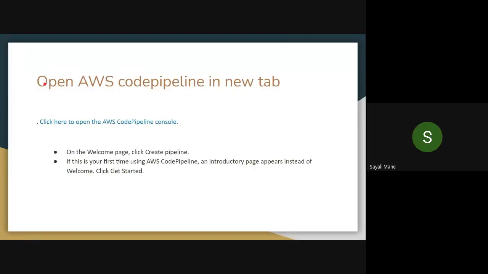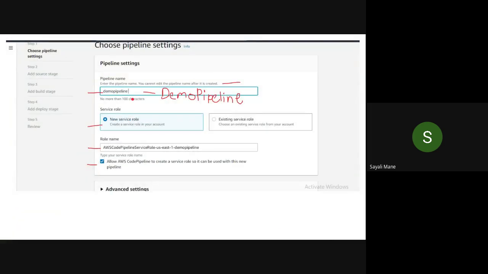Open a new tab with your AWS account, which is already logged in, right? In that, search for AWS CodePipeline in the search box. Then click on it and click on the create or open button. I think the create button will be there. After clicking on the create button, you should get this screen where they will ask you for the source stage, build stage, pipeline settings like that.